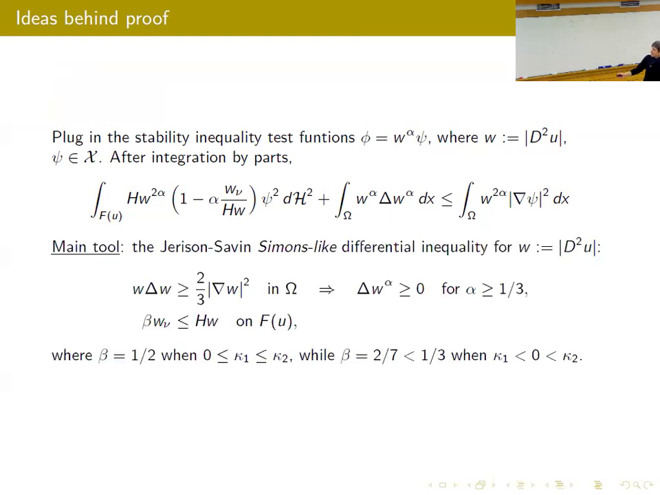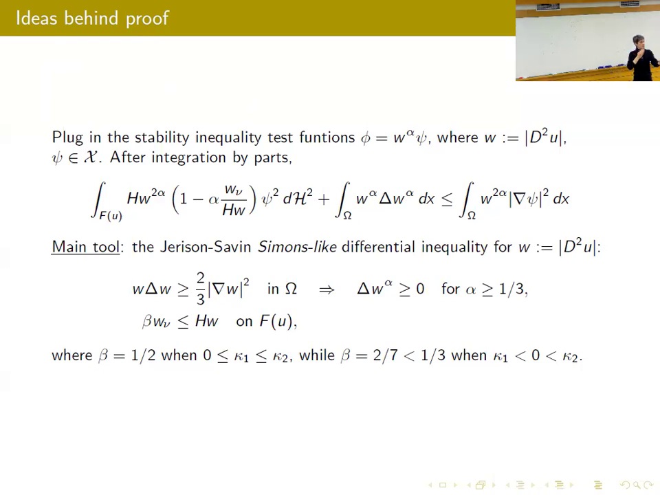Now, if you look at, say, the bulk term, by this differential inequality here, w times the Laplacian of w is at least 2/3. This actually means that w to the alpha is subharmonic when alpha is at least 1/3. So you want alpha to be at least 1/3. But when alpha is too big, you get a problem with the following term here, because the normal derivative of w divided by hw, if alpha is too big, could be bigger than 1, and this becomes negative. So you lose the positivity of this term.